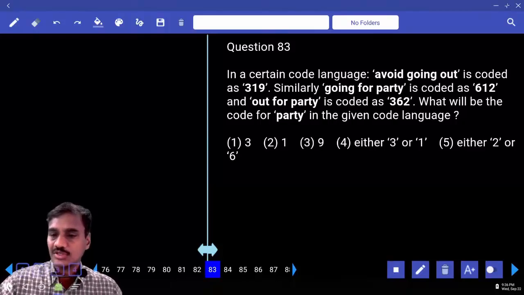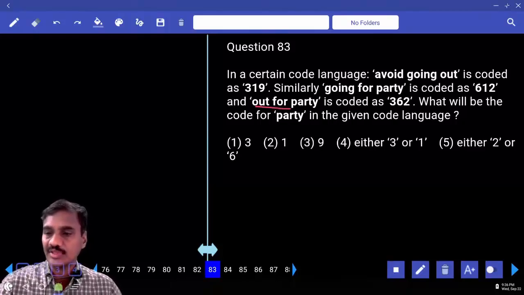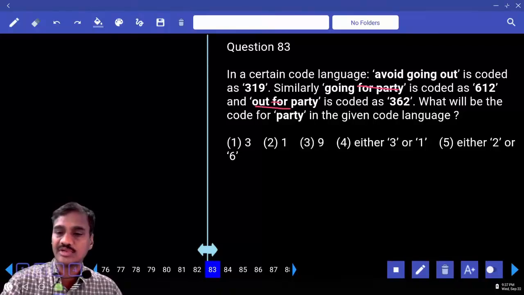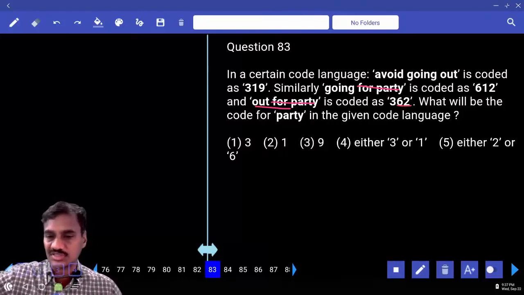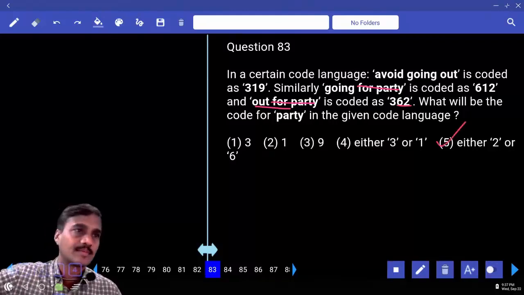Now in this, out for party, here for and party are the 2 words common. As 2 words are common, 2 codes will be common. What are the codes that are common? 2 or 6. And the code for this party could be either 2 or 6, choice 5.